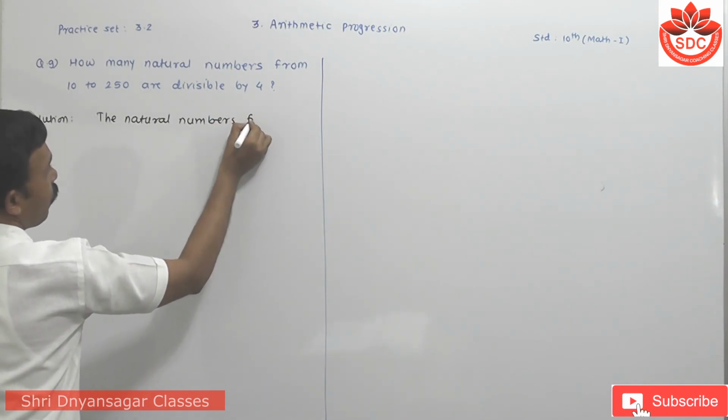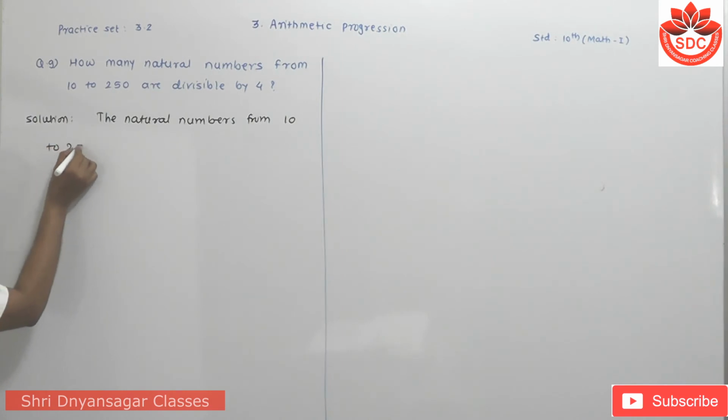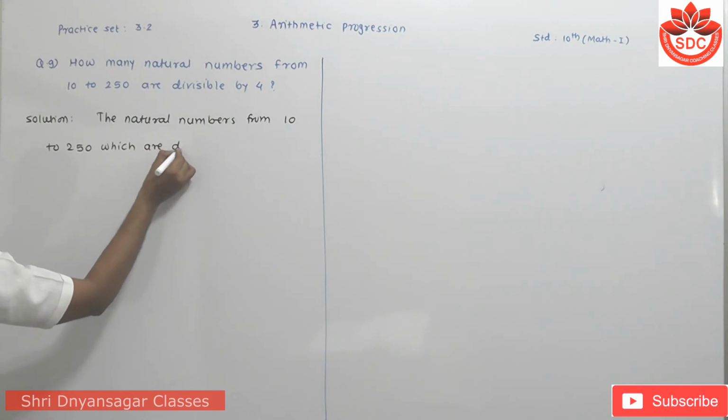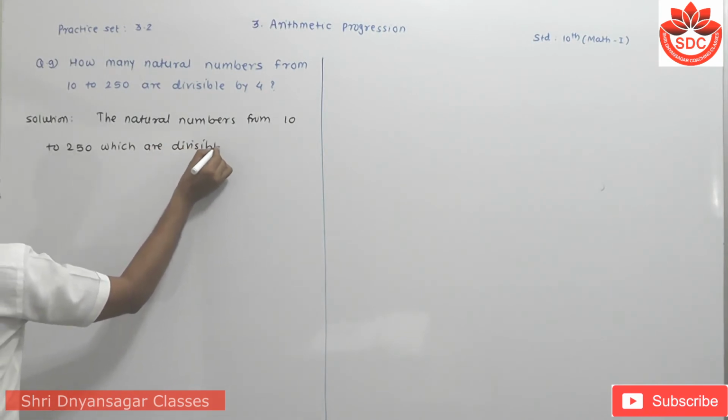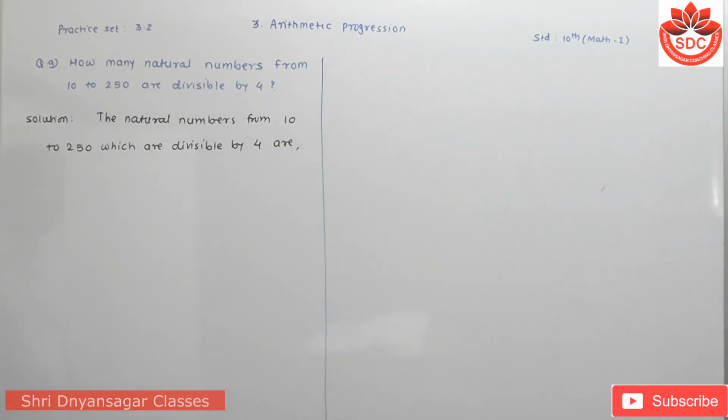Numbers from 10 to 250 which are divisible by 4. Now student, the first number after 10 is 12. We can divide it: divide the units and tens place by 4, and then we can completely divide it by 4. So this is the division test of 4. So the first one is 12.